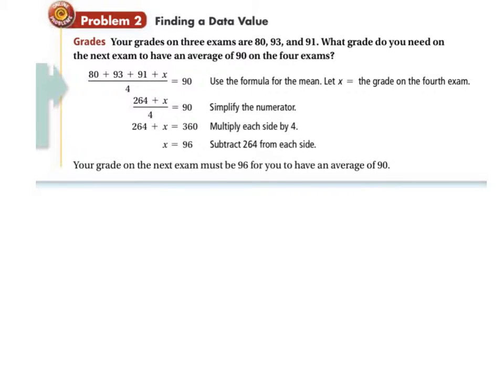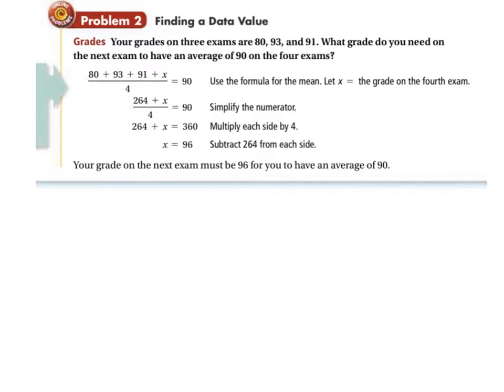You've seen these before. Finding a data value. So your grades on 3 exams are 80, 93, 91. What grade do you need on your next exam to have an average of 90 on the 4 exams? So your scores that you know, your unknown score of X divided by 4, because it's actually 1, 2, 3, 4 this time, and you want equal to 90.